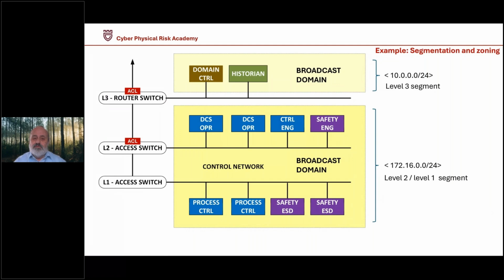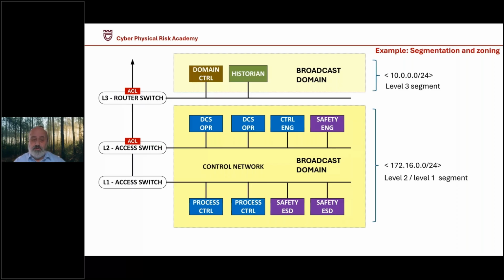This is my first example slide. This is a very simple, small DCS environment where you have a level 1, a level 2, and a level 3. At level 1, I put some process controllers and some safety controllers. At level 2, I've put some operator stations, DCS operator stations. I have a control engineering station and a safety engineering station. I connected it all to one big, in this case, broadcast domain.